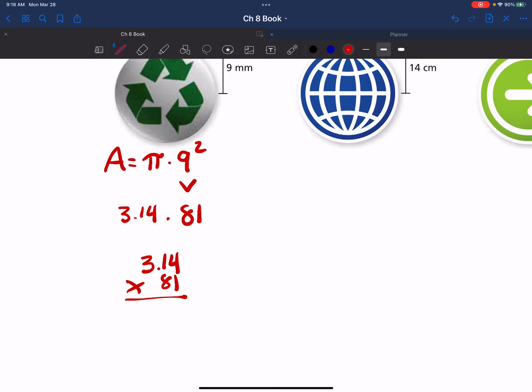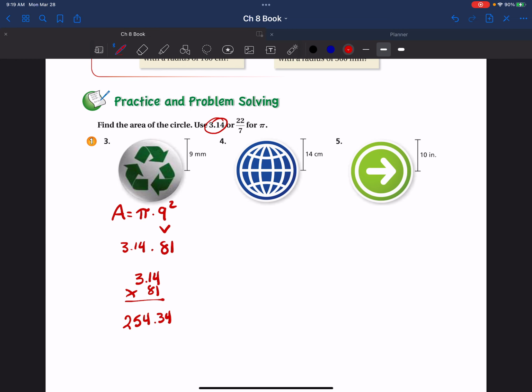I am going to use my calculator just to help speed you through this so that my video isn't 45 minutes long. When you take 3.14 times 81, you get 254.34. Now make sure we are labeling all these correctly. This is area, so we're going to say millimeters squared. We're finding out how many squares could fit in here if they were 1 millimeter by 1 millimeter. You could fit 254.34 millimeter squares in there. All right, number 4.